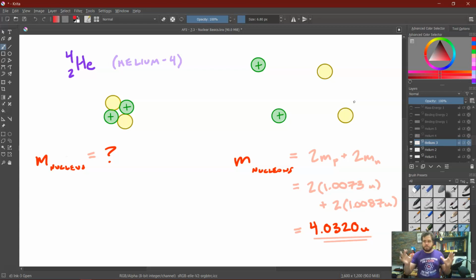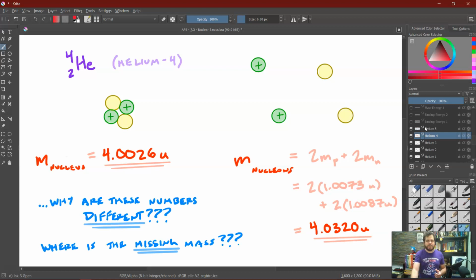And we might think, okay, we're done, right? That's it. But not quite. Because if we actually measure the mass of this nucleus, we discover that the mass is 4.0026 U, so 4.0026 atomic mass units. This might raise some red flags, because what exactly happened here? Why are these not the same number? This is basic addition here. I'm just adding the mass of 2 protons and 2 neutrons together.